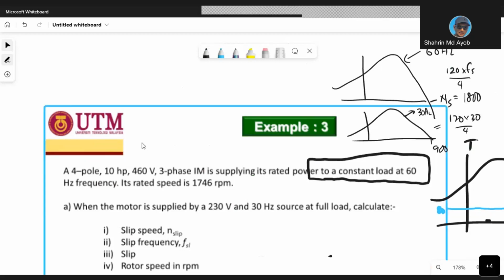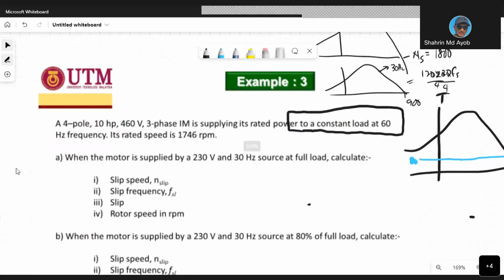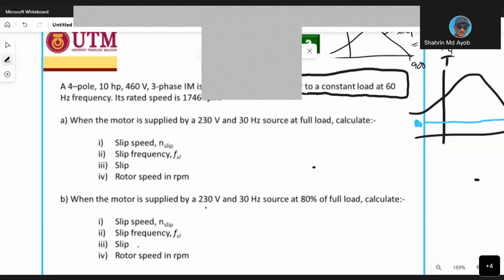Because this question number B here, the frequency supply is 30 Hertz. Okay?